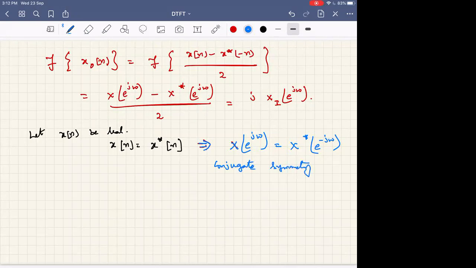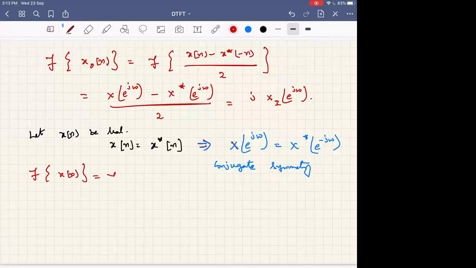Okay, this is referred to as conjugate symmetry. Now, given this, what can you tell about the X of e power j omega? It is given that x of n is real, and I want to find the Fourier transform of x of n.